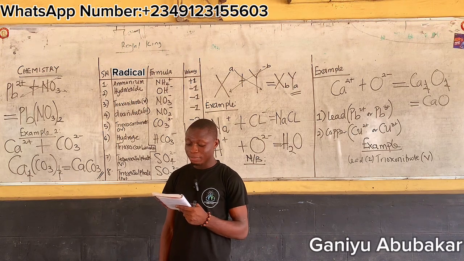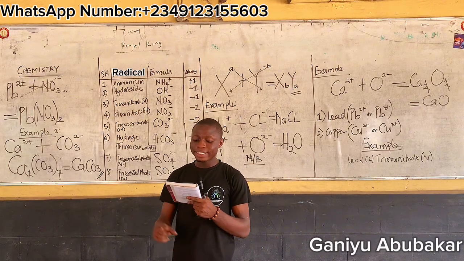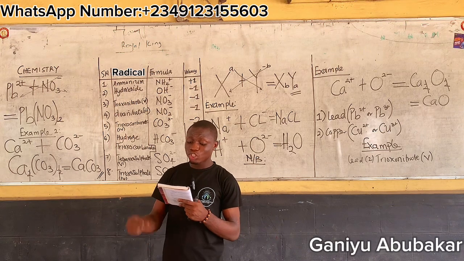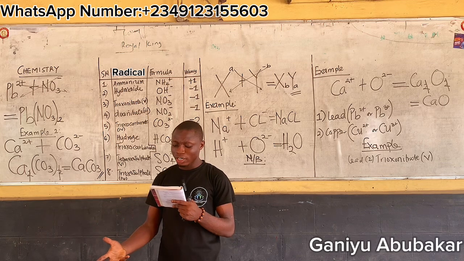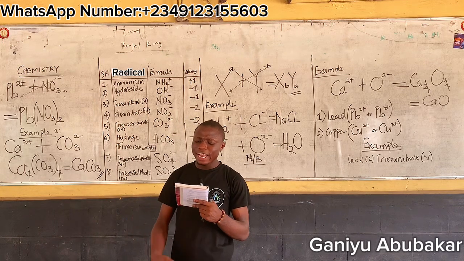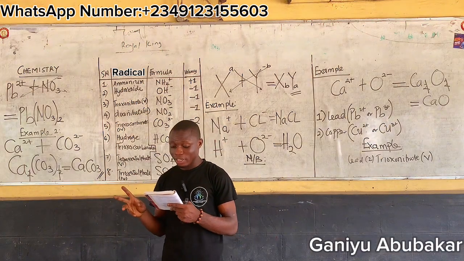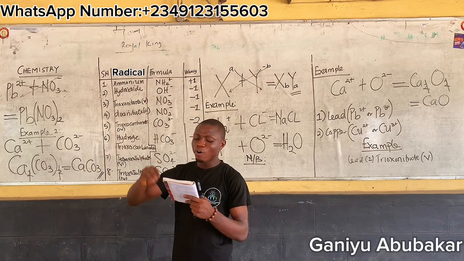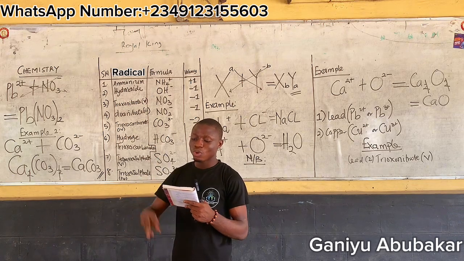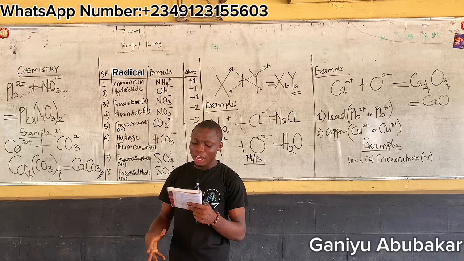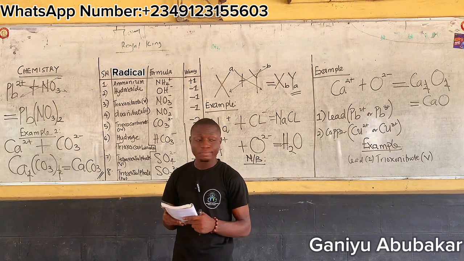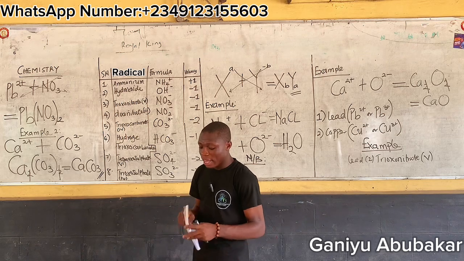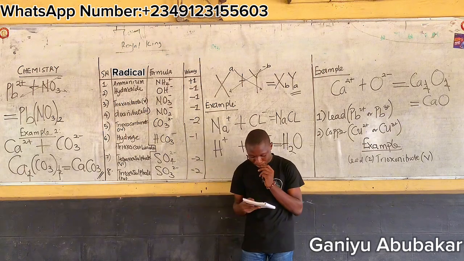I said element X has 2 electrons in its outermost shell, while element Y has 6. Yes. What is the formula of the compound formed by X and Y?